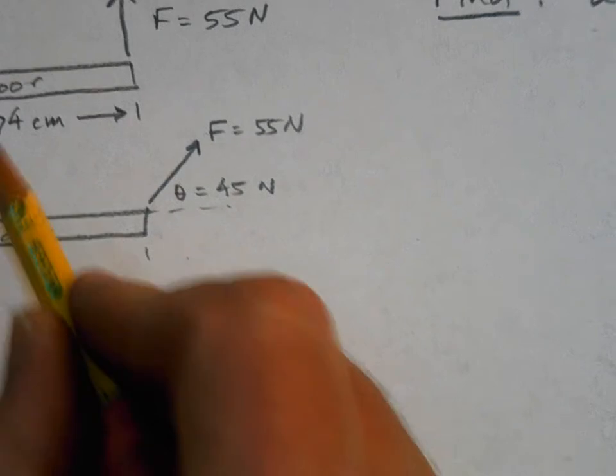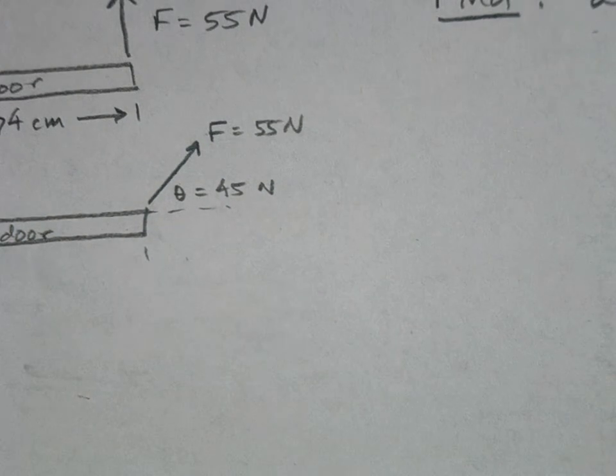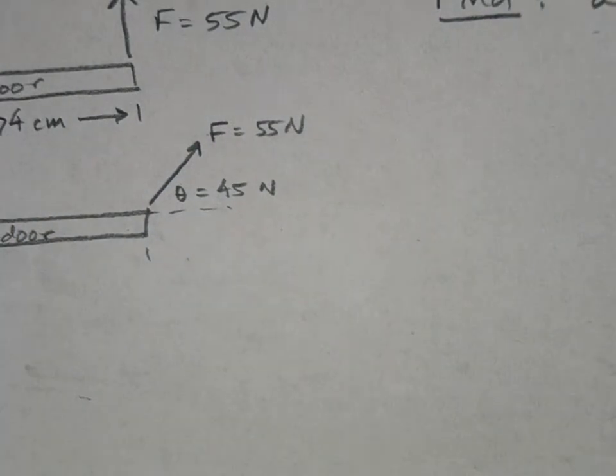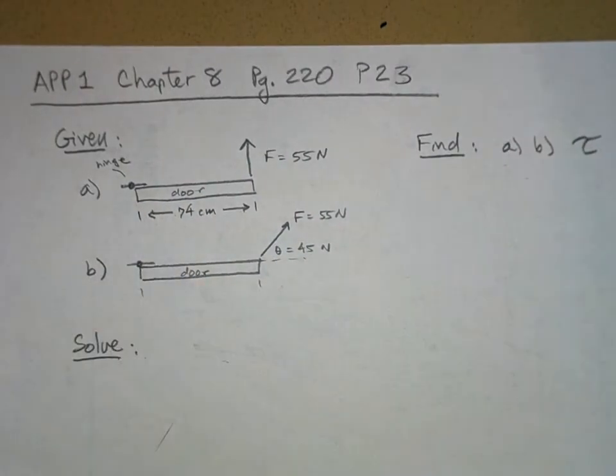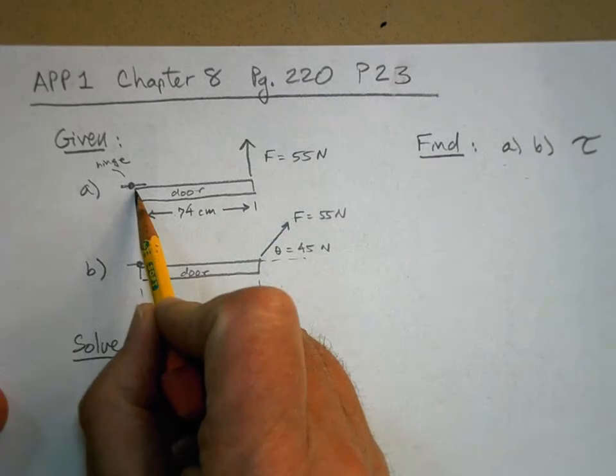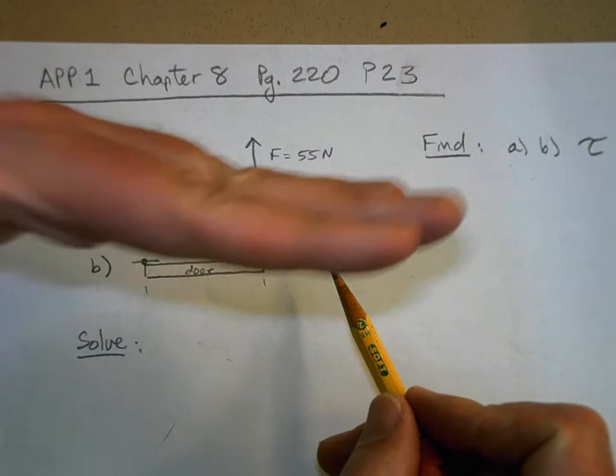I always try to draw a picture of the problem. So here's kind of the door. We're looking down on the door from the top, if you could cut away the house or whatever. And here's the hinge, and so this door is going to open like this.